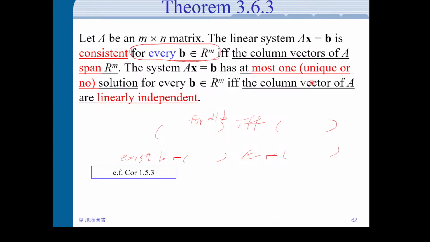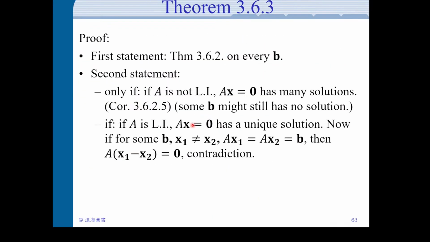Remember, there are 3 possibilities for the solutions: an infinite number of solutions, 1 solution, and 0 solutions. We want to prove that this statement is not satisfied. We need to find a b that has more than 1 solution, and that b goes back to the previous statement, and that b will be 0. So we only need to know that Ax equal to 0 has many solutions.